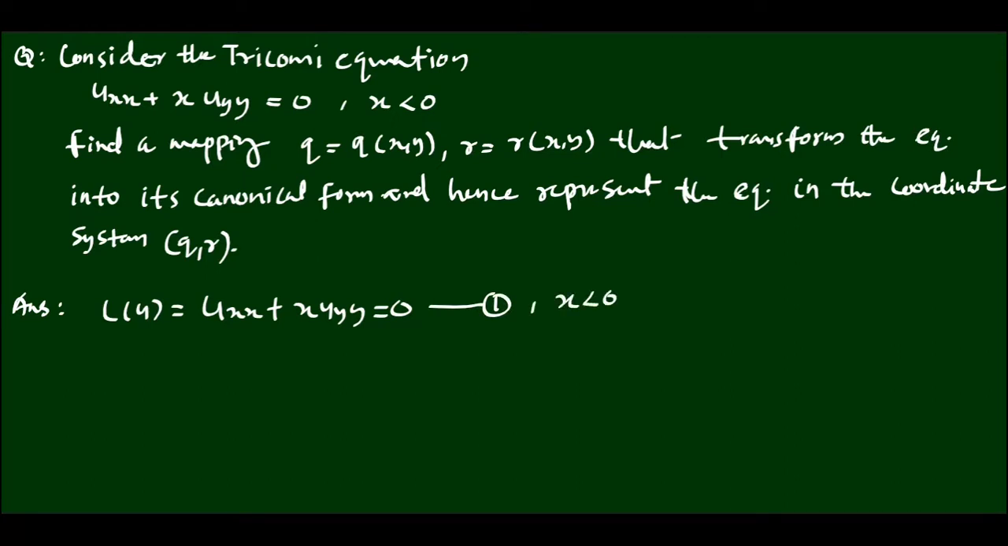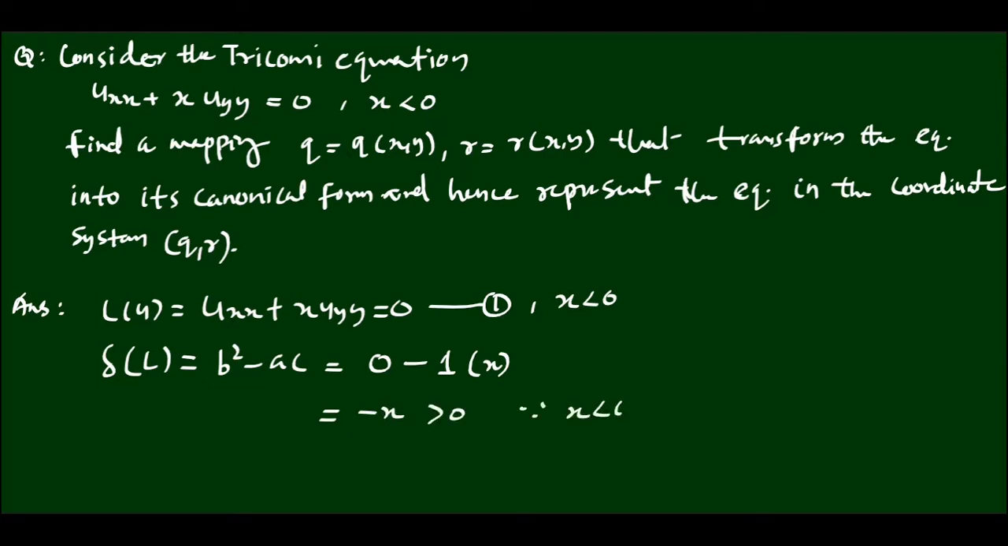Now we have to determine the type of this equation, so we consider the discriminant Δ of L, which by definition is b² − ac. Here b is 0, a is 1 and c is x. This becomes −x, which is greater than 0 since x < 0. So the given PDE is hyperbolic.